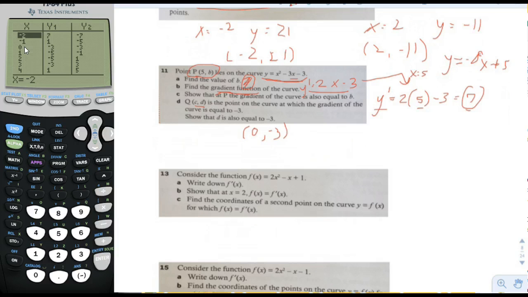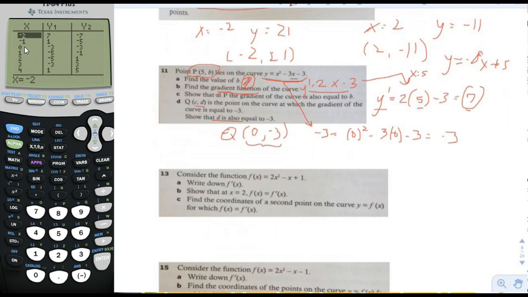And so we found it with the calculator. Okay, so how can we show that this is all true? Well, now that we know that q is (0, -3), we just need to plug these points into the formulas to show that they're equal. So first we do that with the original equation. We're going to put 0 and negative 3 in the original equation to show that it's true. So negative 3 equals 0 squared minus 3 times 0 minus 3, and that works out, right?